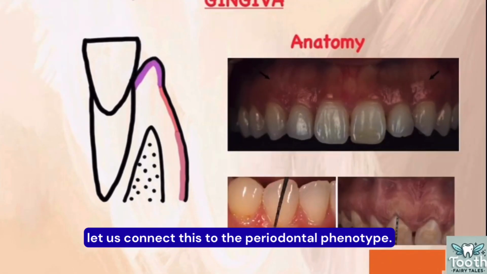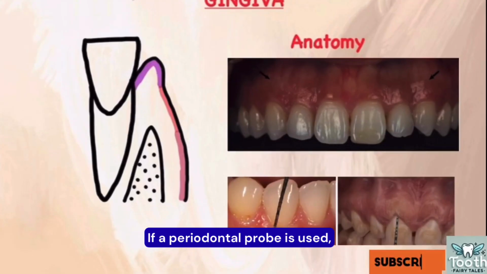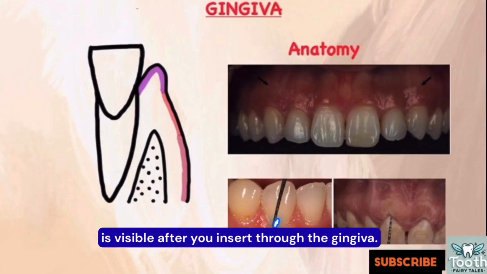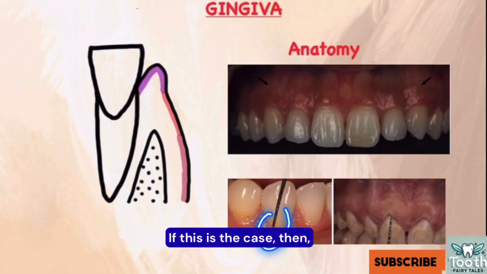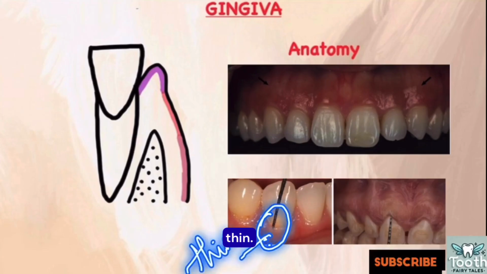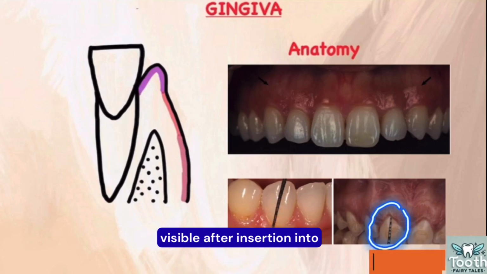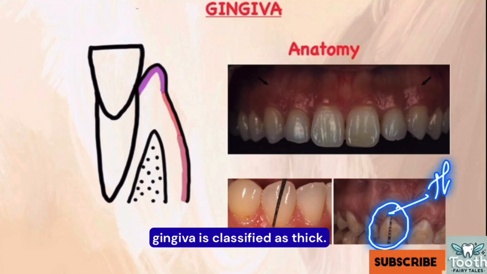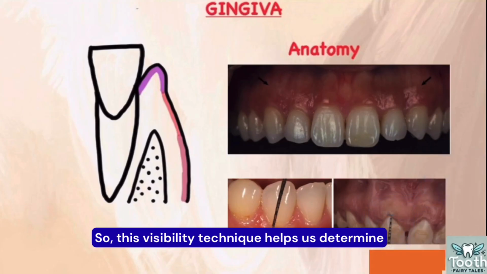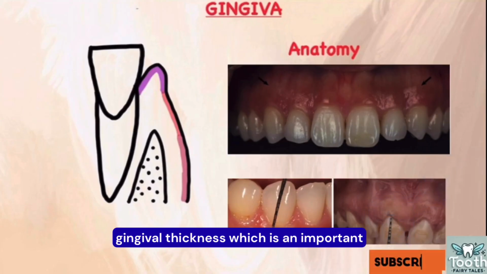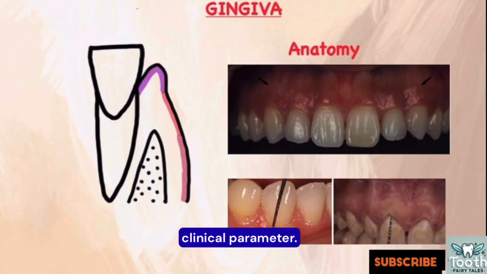Now let us connect this to the periodontal phenotype. If a periodontal probe is visible after you insert it through the gingiva, then gingiva is classified as thin. If the periodontal probe is not visible after insertion into the gingival sulcus, then gingiva is classified as thick. So this visibility technique helps us determine gingival thickness, which is an important clinical parameter.